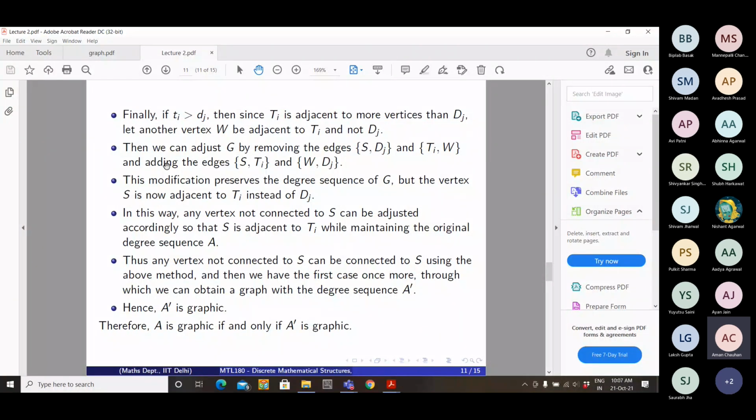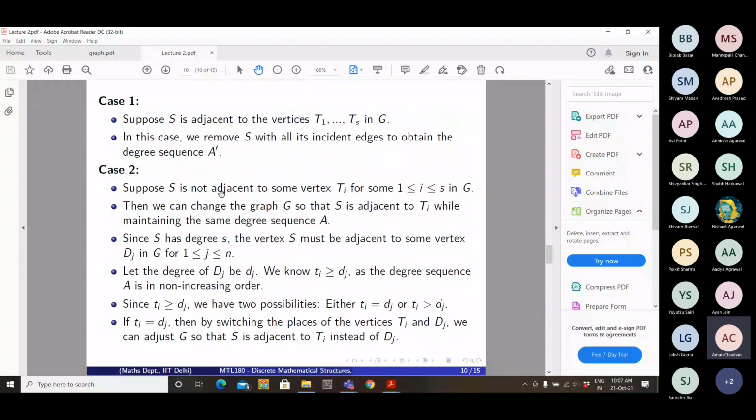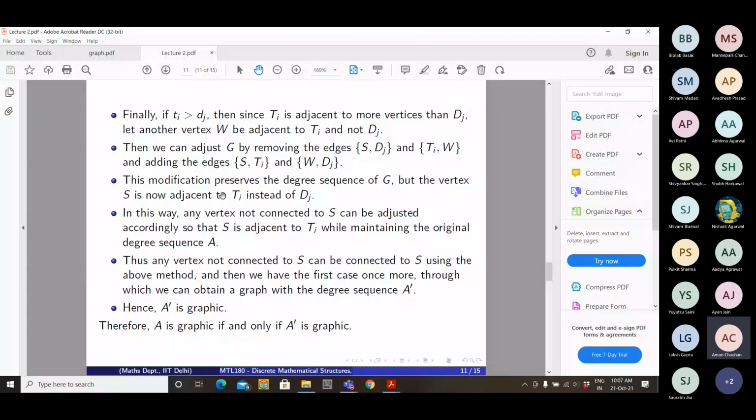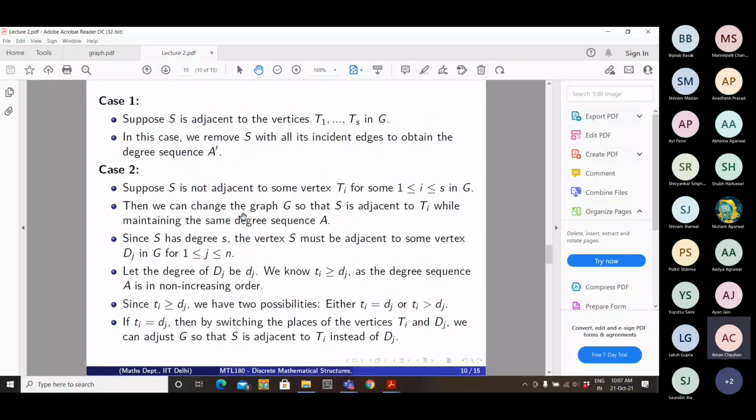Okay, so finally we have a graph, say G double dash or say G1, which has the same degree sequence as this A, but the first vertex with degree S is adjacent to the vertices with degree T1, T2 up to Ts. So we have the same situation as case 1. So S is adjacent to the vertices T1 up to Ts.